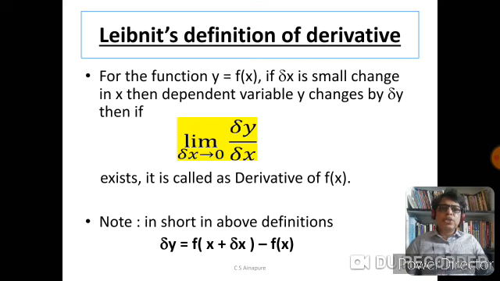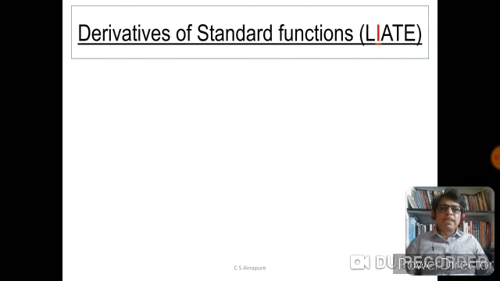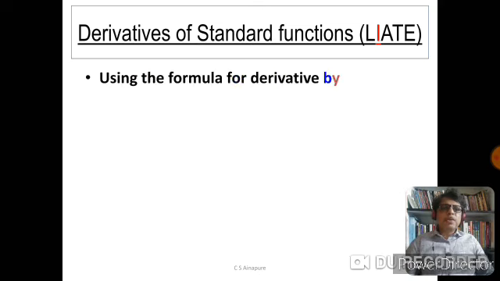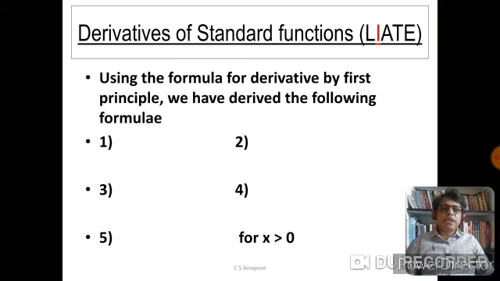Using these two definitions we have derived some formulae in 11th standard. Quickly we will see those formulae. Derivatives of standard functions: LIATE, these are the 5 types of functions, and here we have not considered I, the inverse trigonometric function, in 11th standard. L stands for logarithmic function, A for algebraic, T for trigonometric, and E for exponential function. So we can see these formulae which we have studied. There are 5 formulae. First, the derivative of a constant is 0, and the derivative of x raised to n is n into x raised to n minus 1. These are the two algebraic functions.